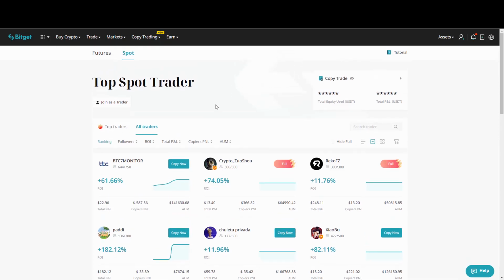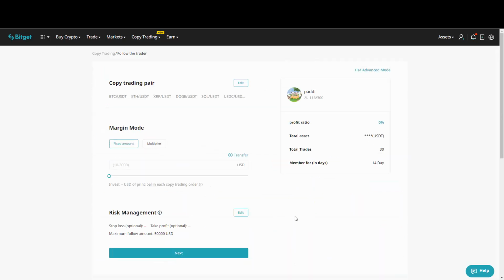Okay, once you choose a trader, you're going to click here where it says copy now, and this is an example of a trader. In my case, this is Patty. Okay, this is just as an example. You're going to see that Patty used, well, I don't know if he or she, but it used a lot of trades, a lot of pairs.